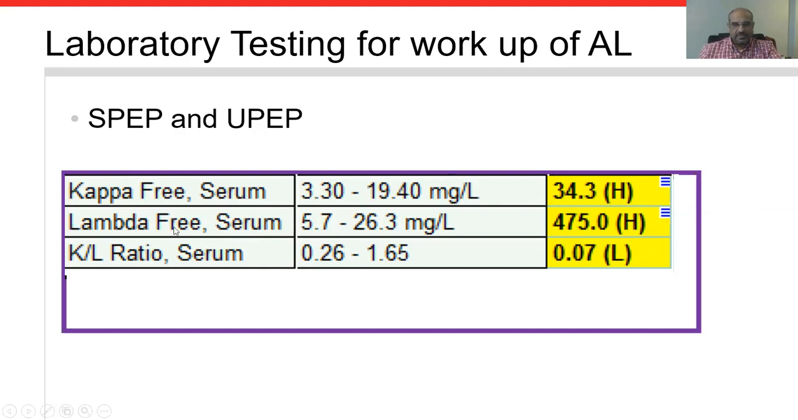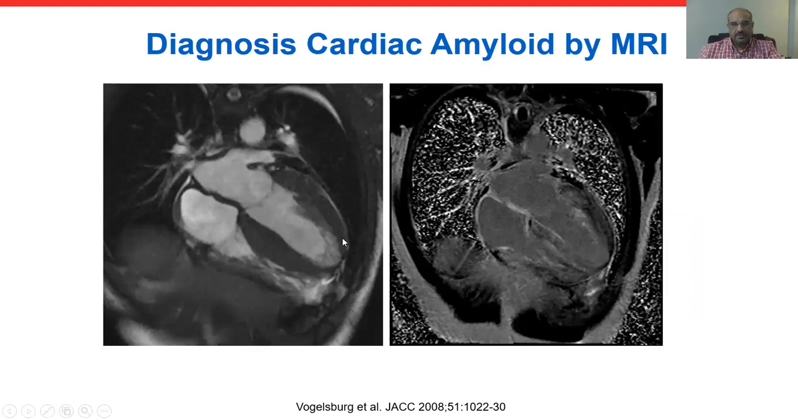So this is mainly lambda free cardiac amyloidosis, AL amyloidosis. The cardiac MRI has a good sensitivity and specificity as well, but the nuclear studies are more important than the cardiac MRI. As you can see, diffuse LVH mainly, but sparing the apex. As you can see, the apex is not that affected like the base.